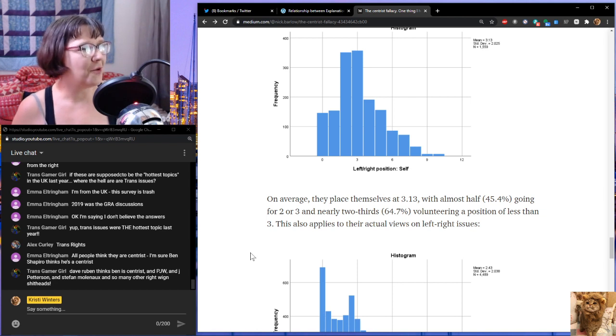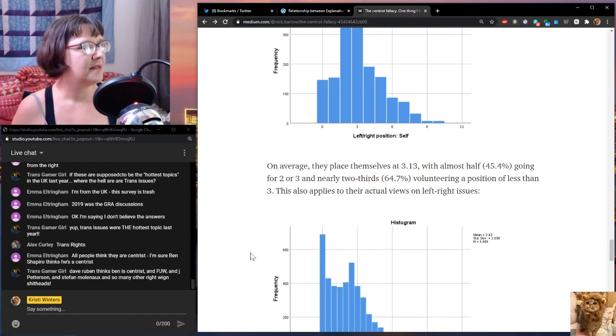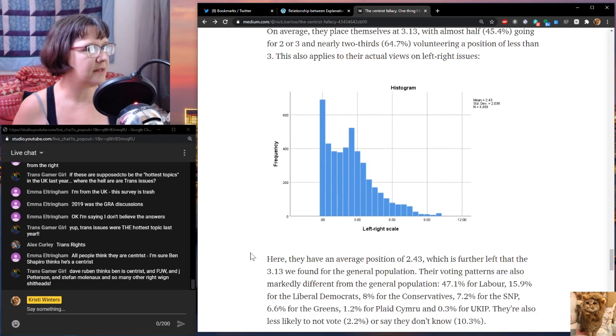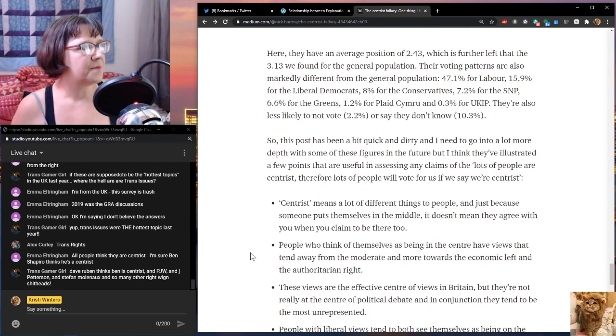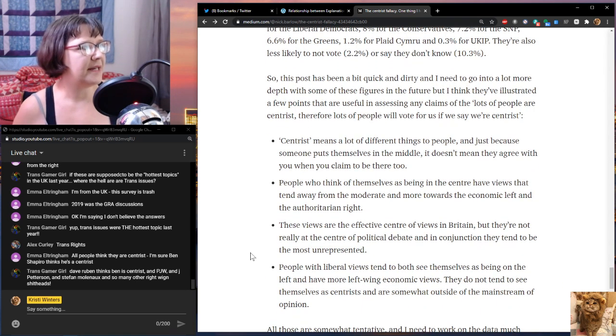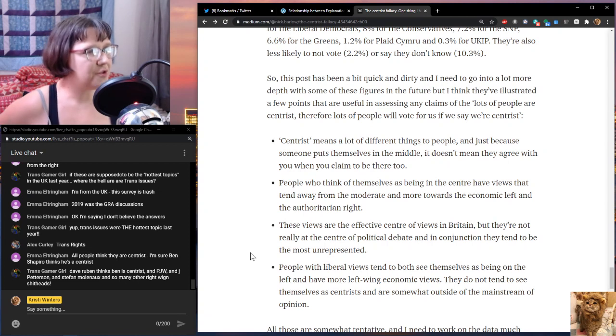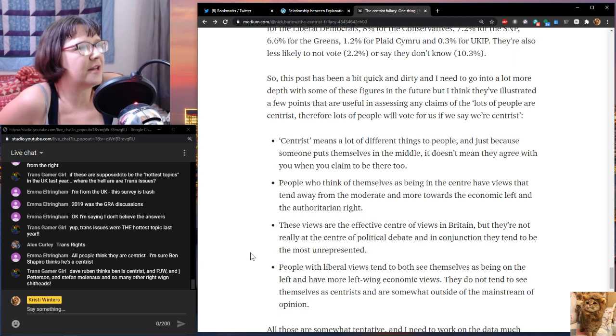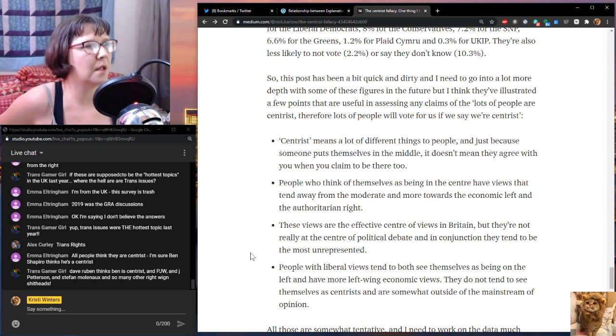Yes. Almost half going for 2 or 3, nearly 2/3 volunteering positions of less than 3. This also appears on their views of left-right. So this post has been a quick and dirty, but I need to go into more depth on some of the figures in future. But there are a few points that are useful in assessing any claims of "lots of people are centrists, and therefore lots of people will vote for us if we say we're centrists."